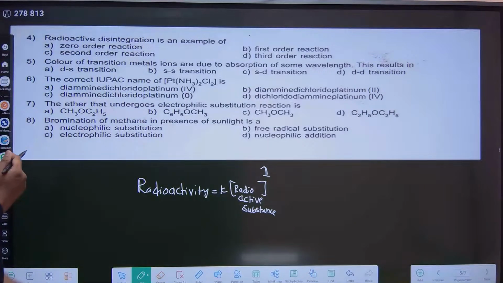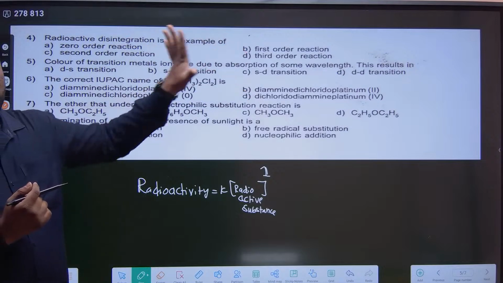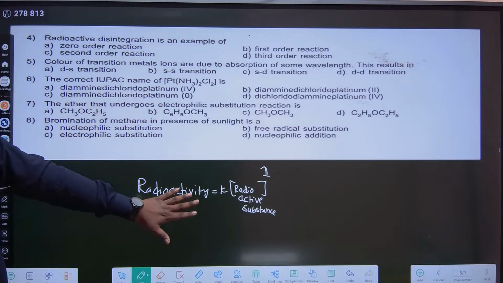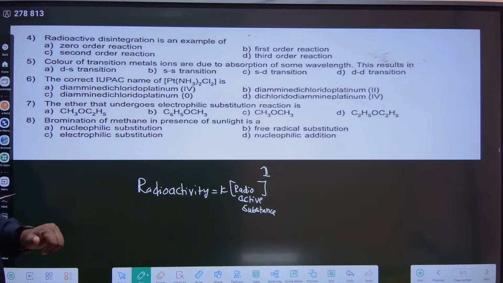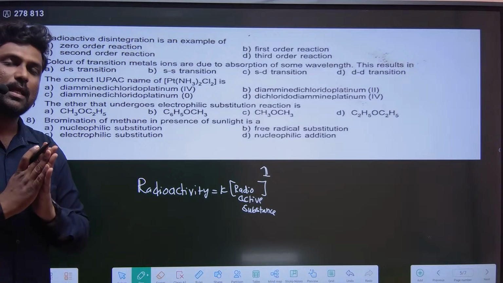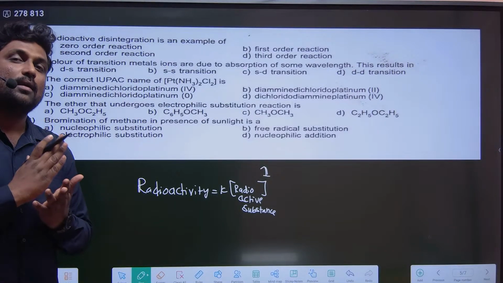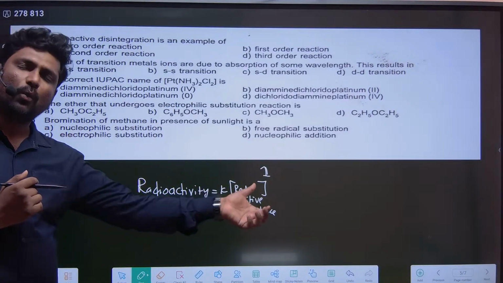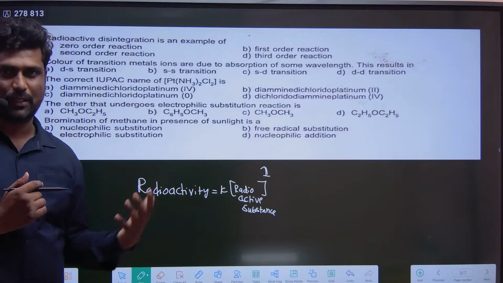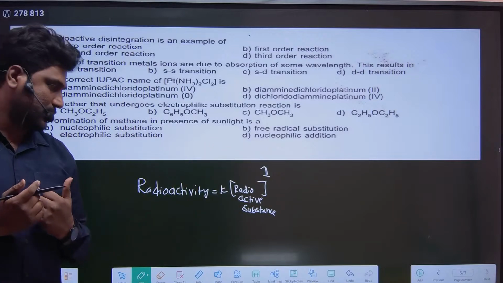So the answer for the fourth question is B. That is a first order reaction for radioactive disintegration. So all radioactive disintegration undergoing atoms are always a first order reaction. They exhibit first order kinetics.